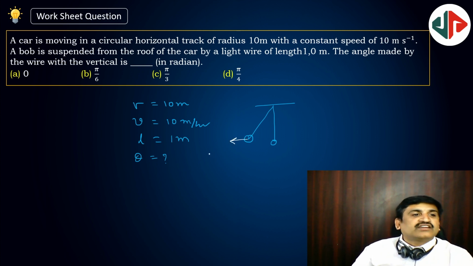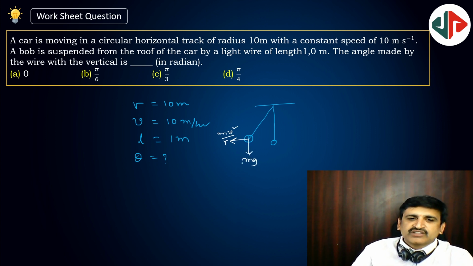Circular, okay, fine. A car is moving in a circular horizontal track of radius r = 10 meters with a constant speed. So what is the force here? It is mv square by r, a constant force, which is why the velocity stays constant. That's why mv square by r.